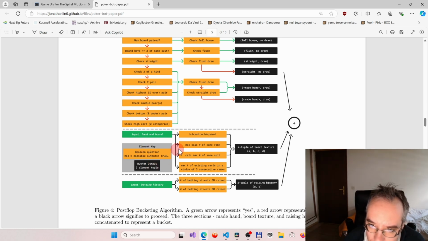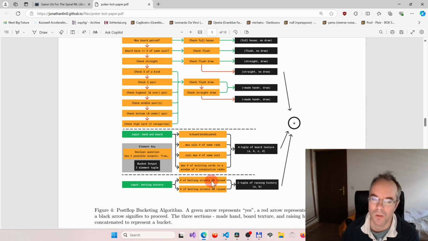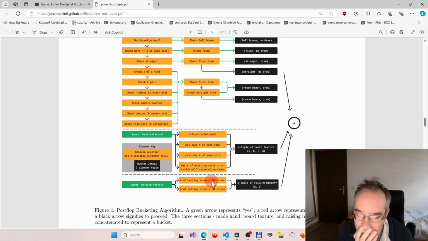And over here is the board double paired, max calculation of the same rank. Calculate max of the same suit of the max rank. Here he has the betting history. Of betting streets single blind raised, of betting streets big blind raised. Also, max number of existing cards in the window of 5 consecutive ranks.